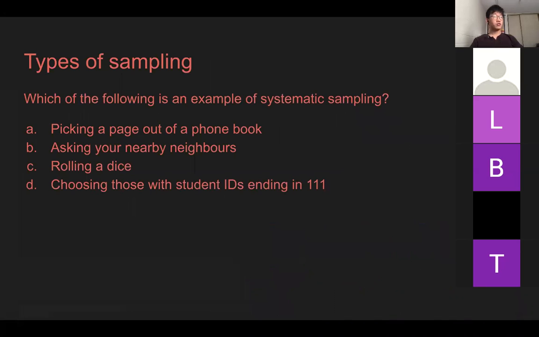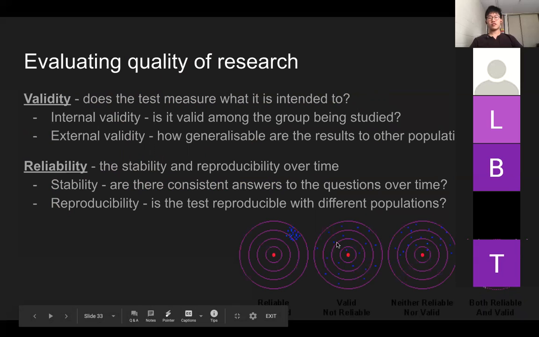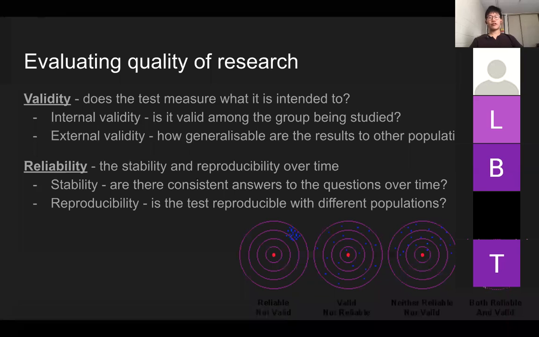Just a few more questions. Someone's asked if I could explain the second photo of valid but not reliable. So here, you see that the results are averaging out to where they're supposed to, but your results aren't consistent, and you don't have a repeatedly consistent data set, and it's quite spread out.